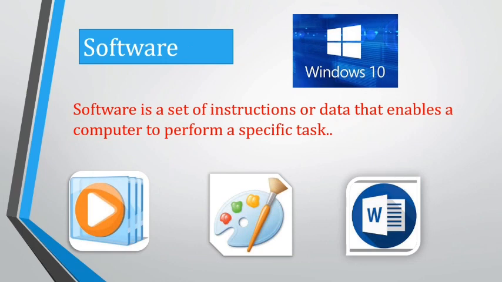Software: software is a set of instructions or data that enables a computer to perform a specific task. Here you can see some examples of softwares.